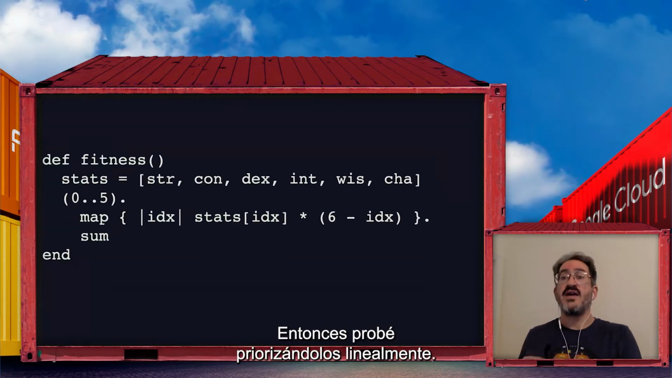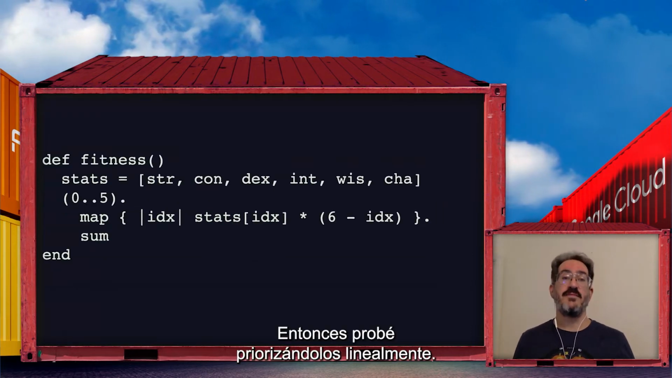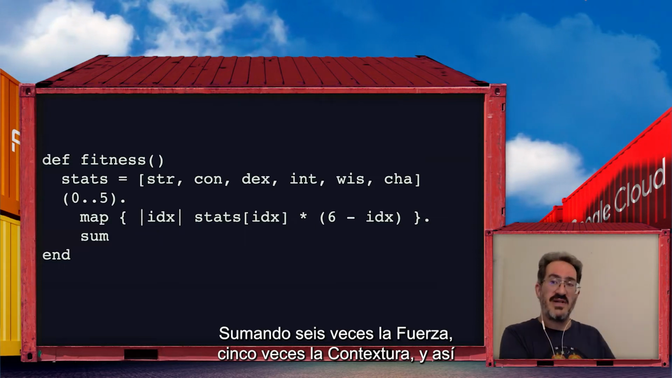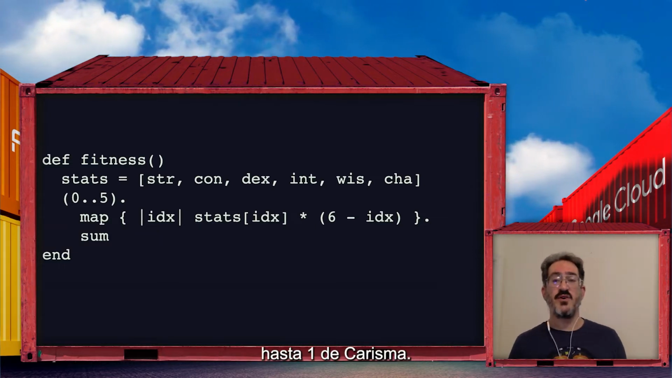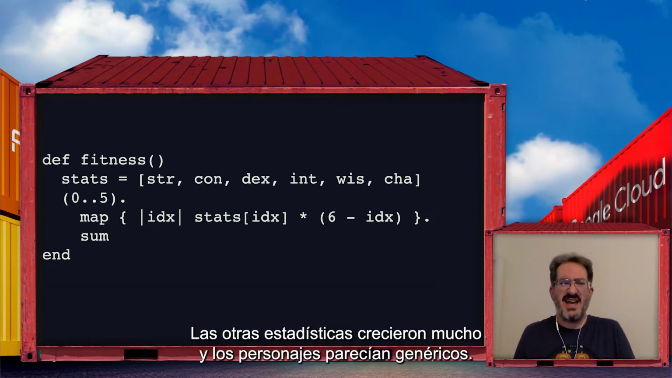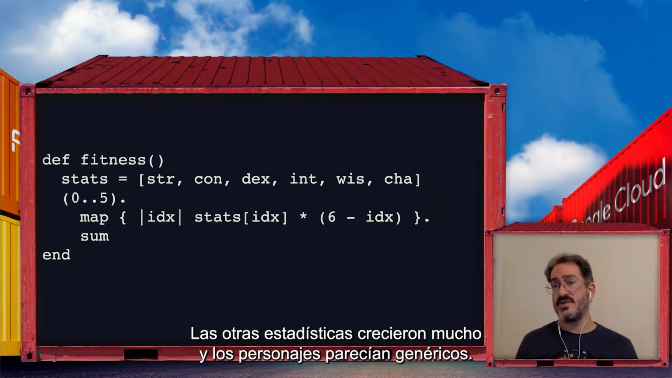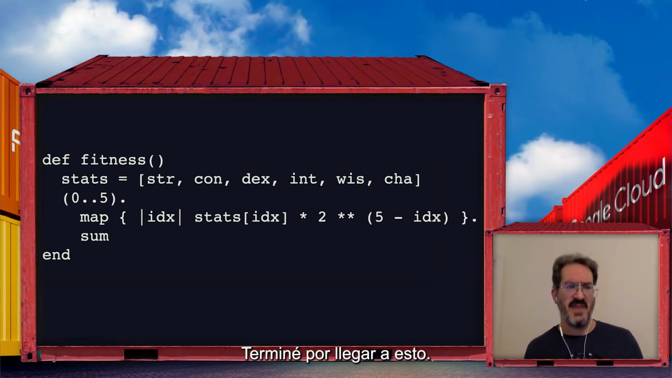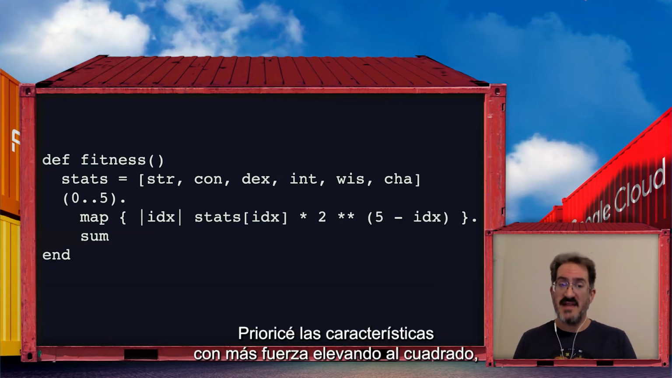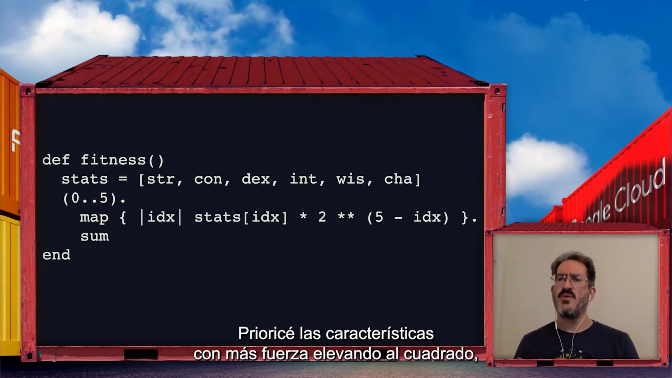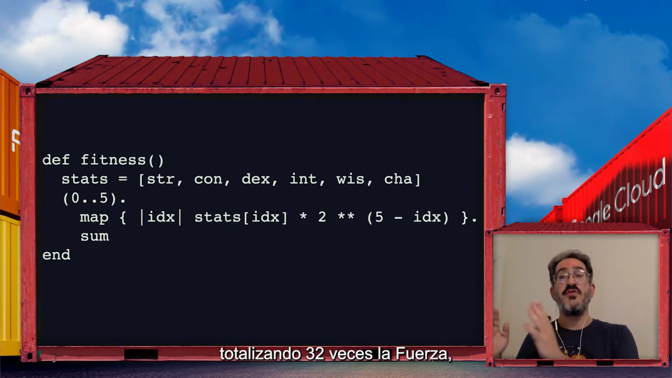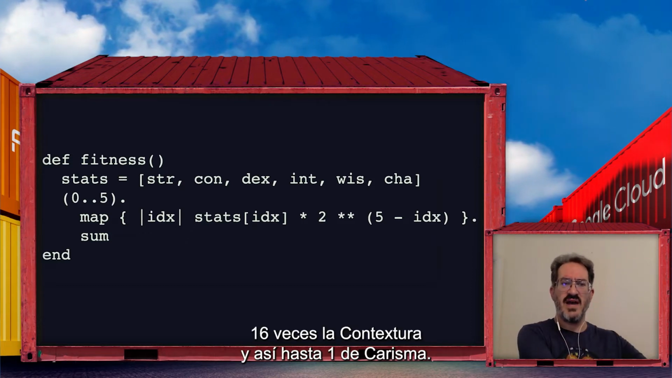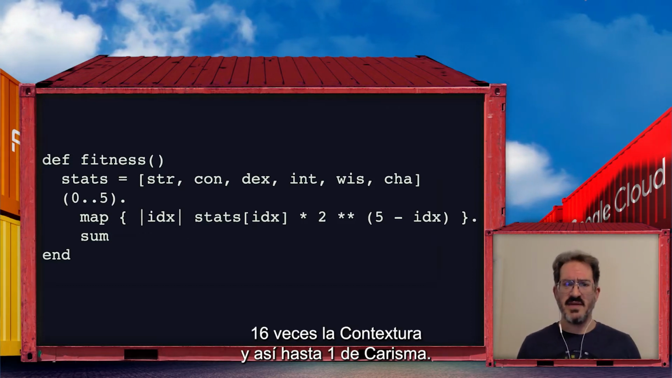So I tried prioritizing them linearly, adding up 6 times the strength, 5 times the constitution, and so on down to 1 times the charisma. But then the other stats got too high and the characters seemed too generalized. Eventually, I settled on this, prioritizing the stats much more strongly with powers of 2, totaling up 32 times the strength, 16 times the constitution, and so on down to 1 times the charisma.